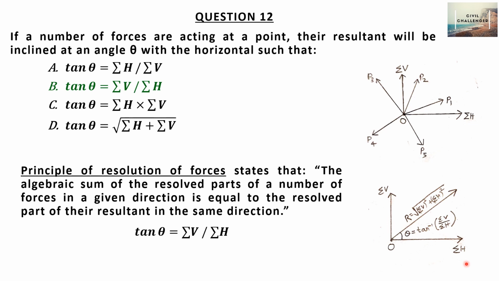We have seen in earlier discussions that if two forces act at 90 degrees, then the angle between the resultant and the first force is given by theta is equal to tan inverse of sigma V divided by sigma H, or we can say that tan theta is equal to sigma V divided by sigma H. Here theta is the angle that the resultant makes with the horizontal force. So the correct answer is option B. If a number of forces are acting at a point, the resultant will be inclined at an angle theta with the horizontal such that tan theta is equal to sigma V divided by sigma H.